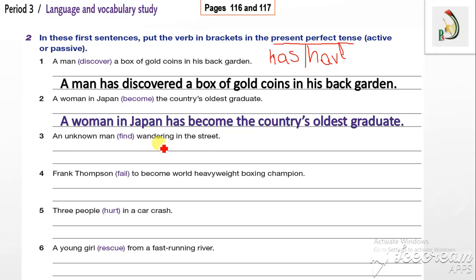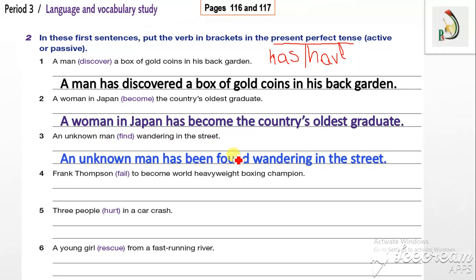Wandering. Wandering means going here and there, not in a particular direction. He's going left, right, forward, backward, wandering. He's not going anywhere, just moving around. So people have found him. So an unknown man has been found wandering in the street.